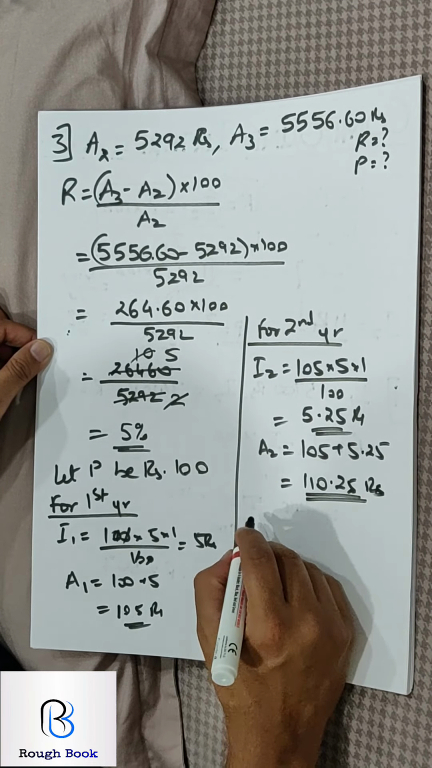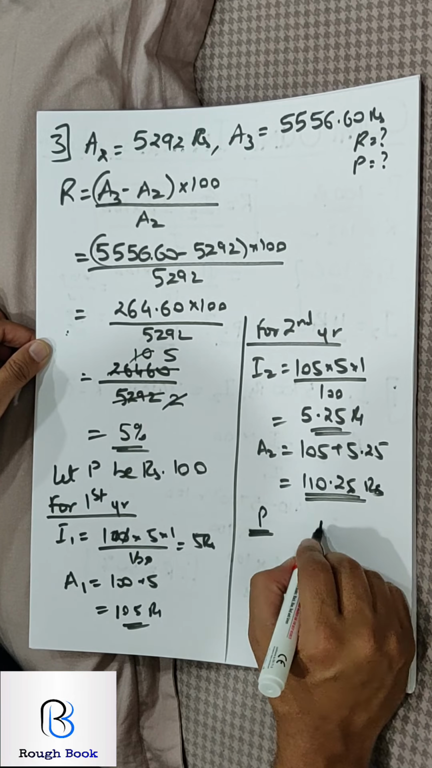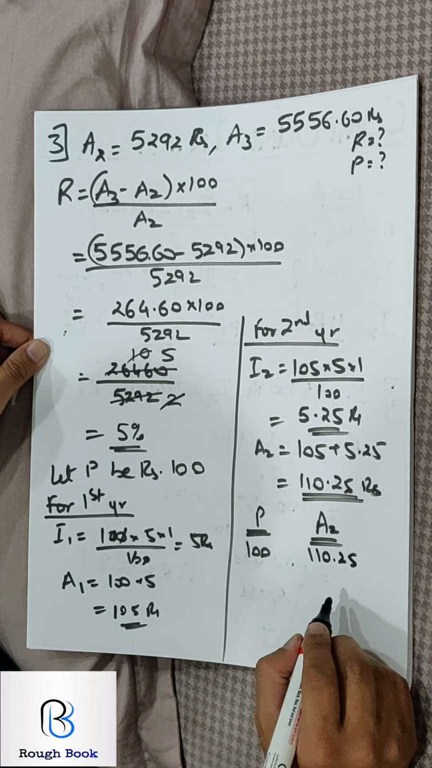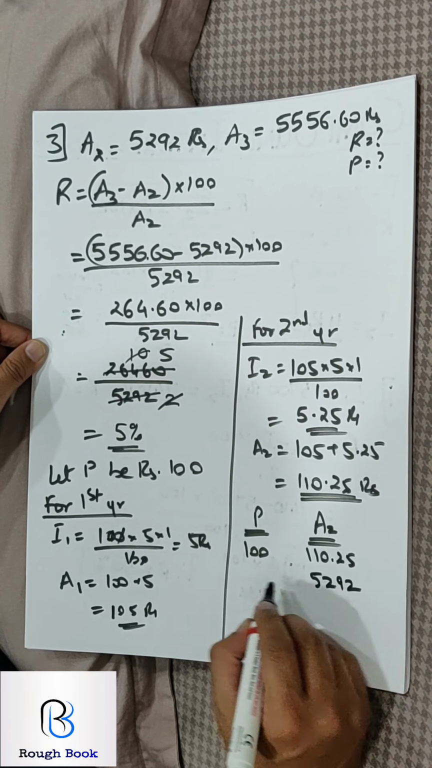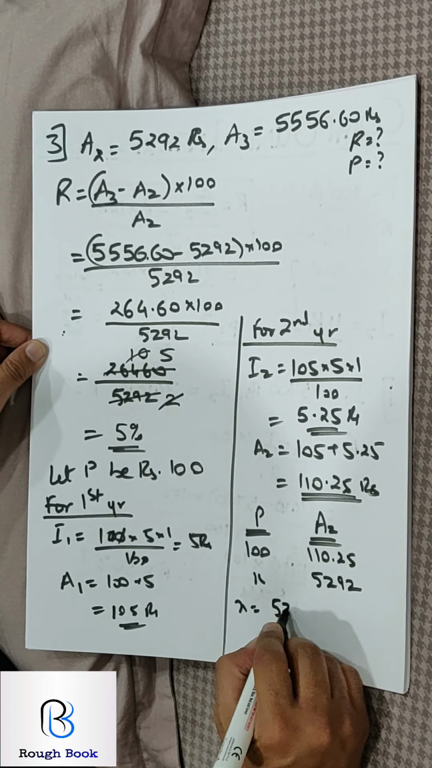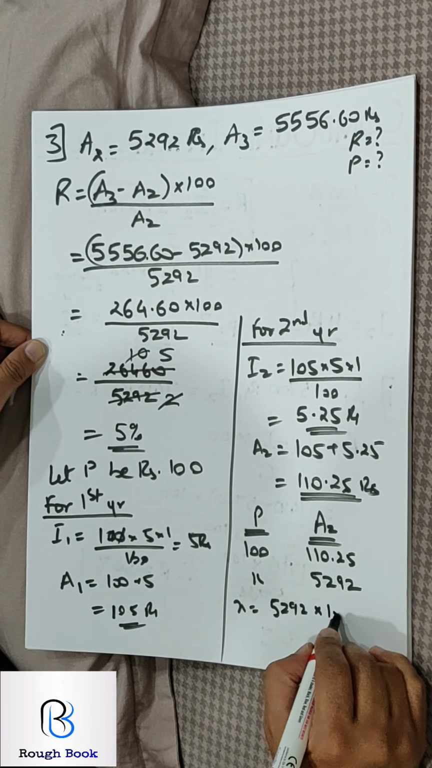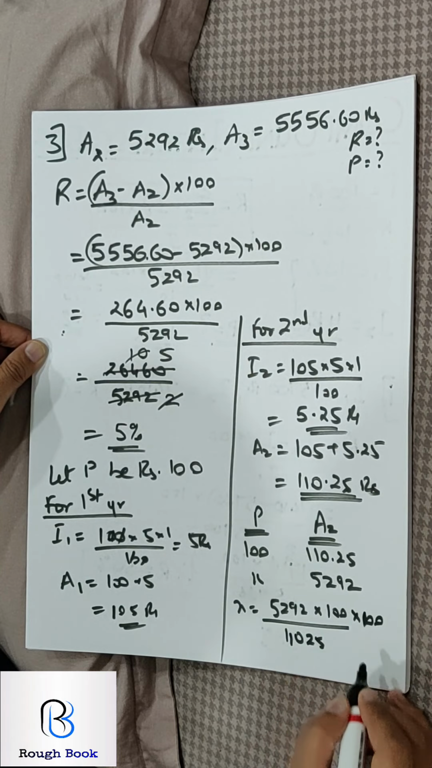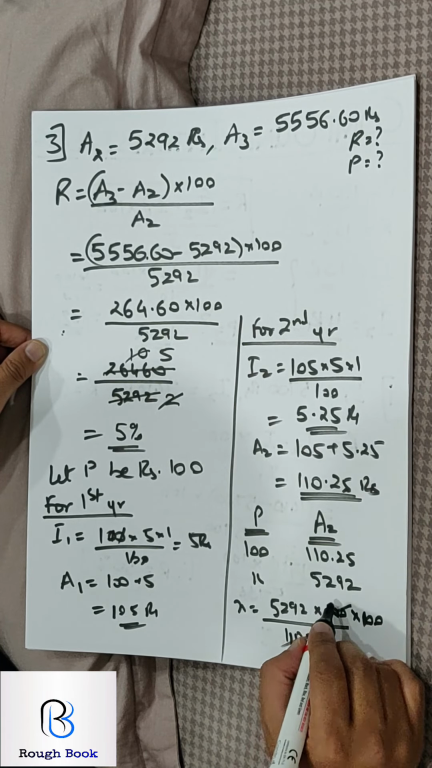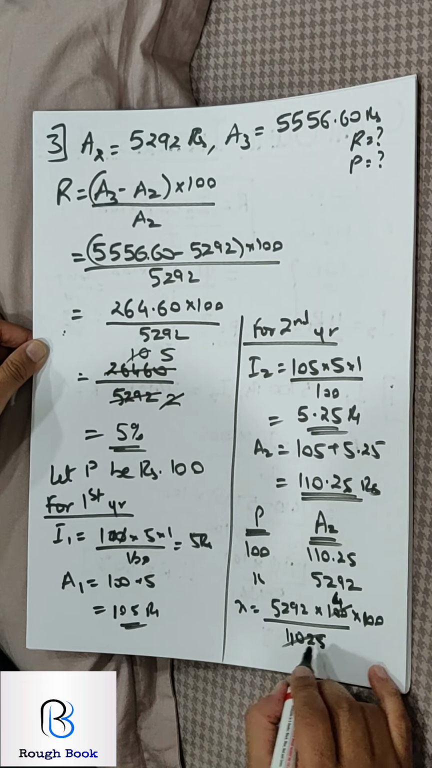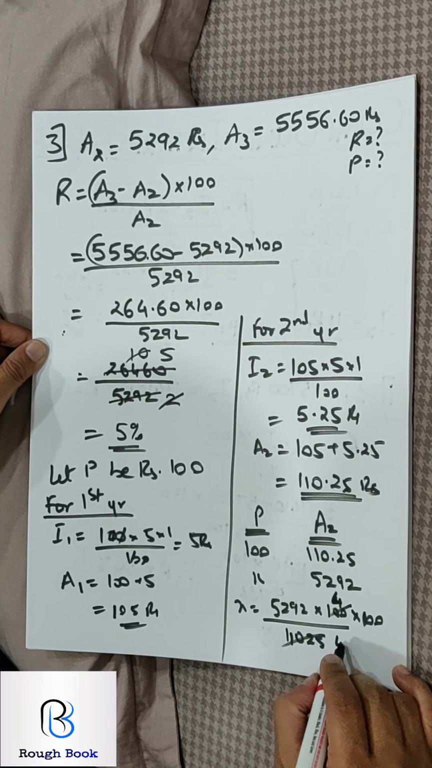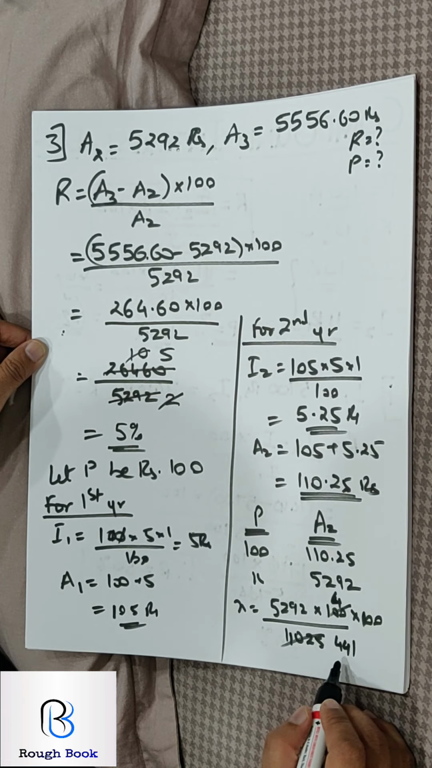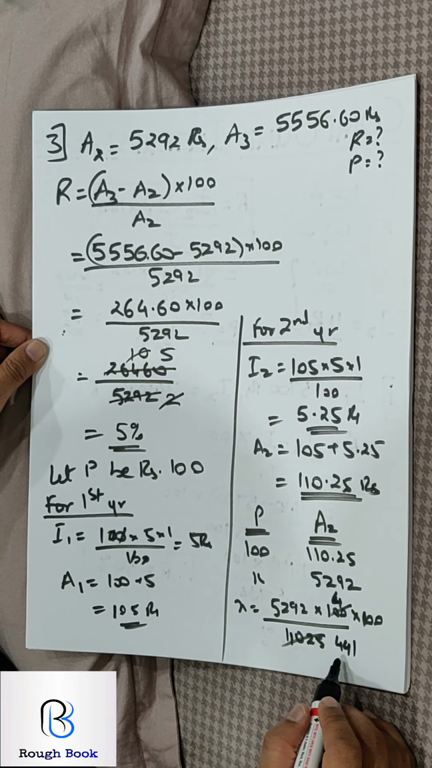Now that I managed to get this, let's use the unitary method with P and A2. When the principal is 100, the amount is 110.25. So for 5292, how much will be the principal? 5292 into 100 upon 11025 into 100, dividing by 25. So 25 4s are 100, so 102, again 4s are 20. So 441 is a square of 21, that means 3 and 7.